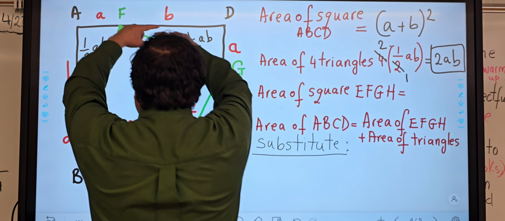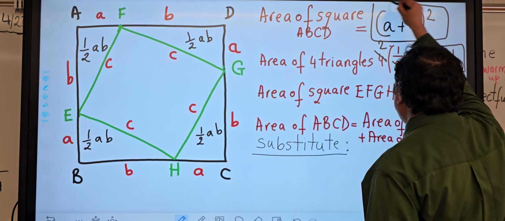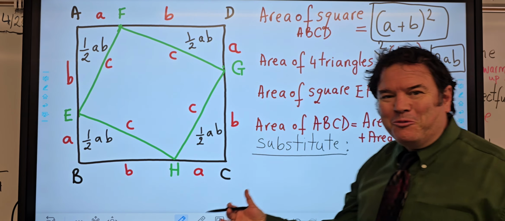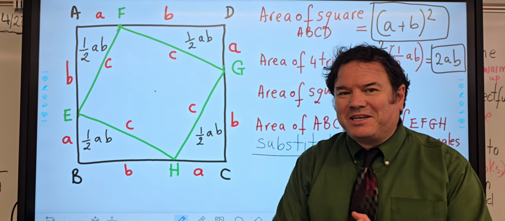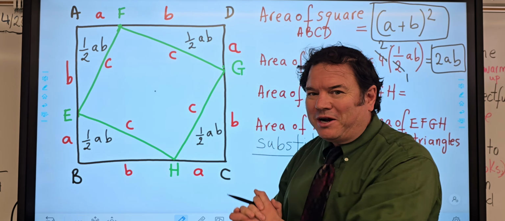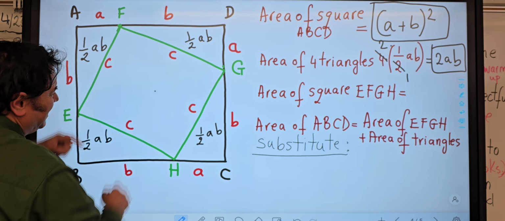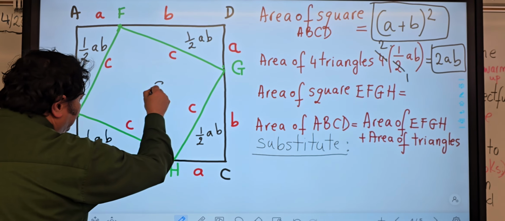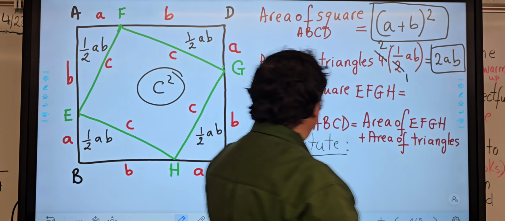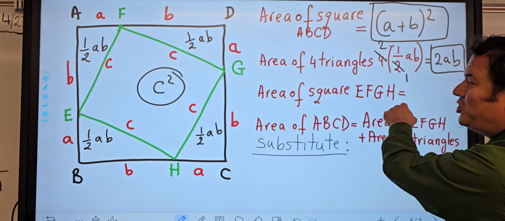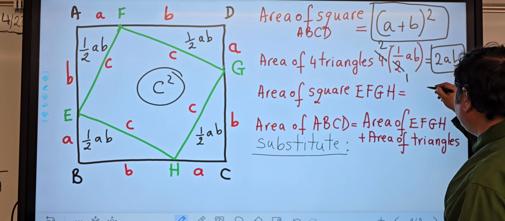And remember, the area of the big square is (A plus B) squared. Now we are left with the area of the square inside of the bigger square. This square has side C. Therefore, the area is C squared. So the area of square EFGH equals C squared.